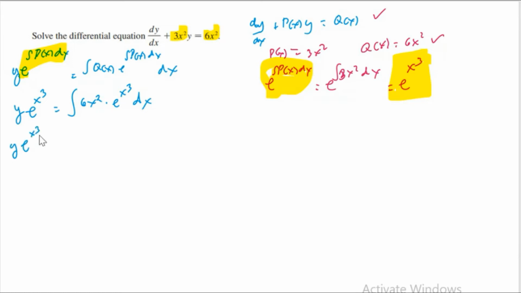y e raised to x cubed is equal to the integral of 6 times x squared times e raised to x cubed dx. What I did here is only writing the coefficient factor outside the integral sign. Then, we are going to let u is equal to x cubed and du is equal to 3x squared dx. Now comparing the du, I can have 3x squared dx. So I highlighted the x squared dx because I can see that there is x squared dx in our right-hand side.